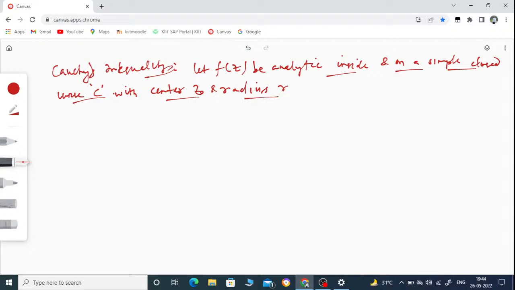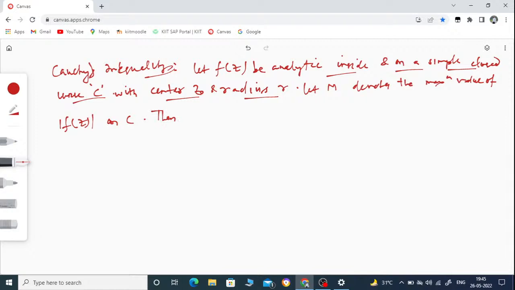Okay. Let M denote the maximum value of mod f of z on curve C.